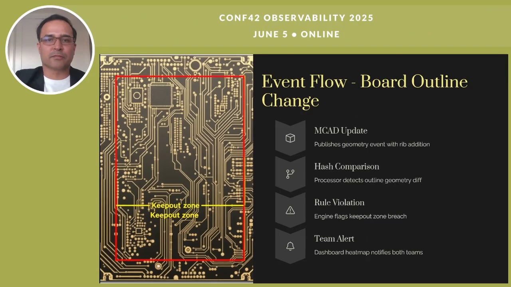Here's how a keepout violation plays out. MCAD publishes an MCAD update: rib added. Stream processor compares geometry hash, keepout stack. Rule engine flags out of bounds. ECAD and MCAD both get a Slack ping with a 3D overlay. Minutes after the change, not days. Yes, that's the magic. Instant, context rich feedback.